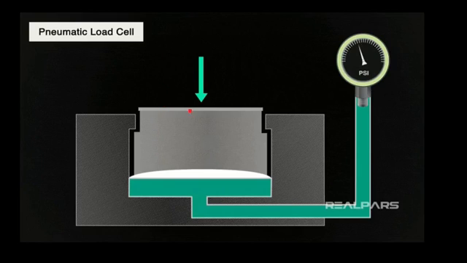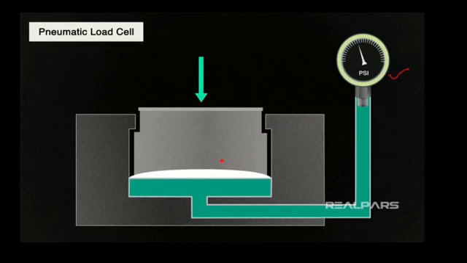Now this is a pneumatic kind of load cell where you make use of air as the operating medium. So once you apply the force here, a deformation of the material occurs, and that deformation will be transferred into this air or pneumatic medium, and you obtain the force in this meter.